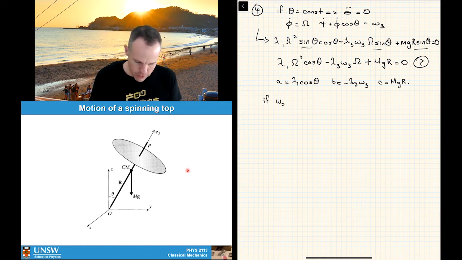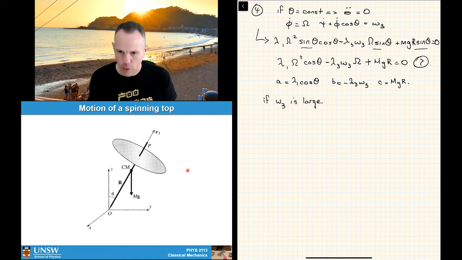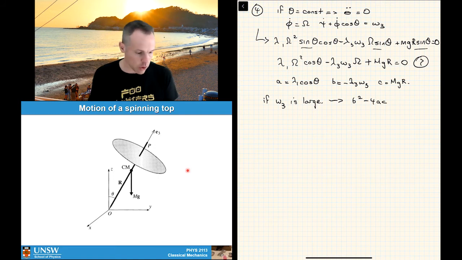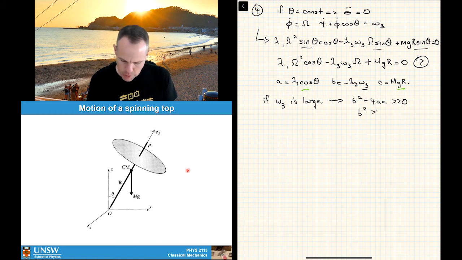If omega 3 is large, and we often deal with this problem in this limit because otherwise the problem just becomes very, very difficult to do, we end up in a case where b squared minus 4ac, which is the term inside the square root when you solve a quadratic equation, is going to be much bigger than 0, right? And it's going to be much bigger than 0 because this omega 3 is going to contribute more relative to these terms in the A and the C in this thing. And so what we have here actually is just b squared is much bigger than 4ac.